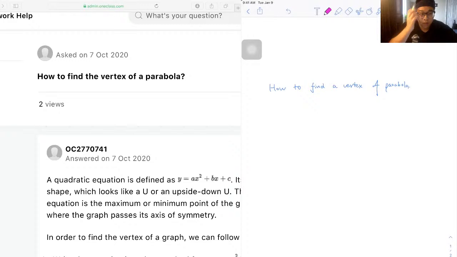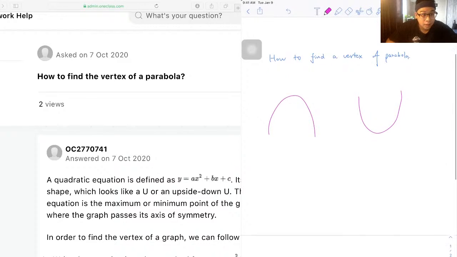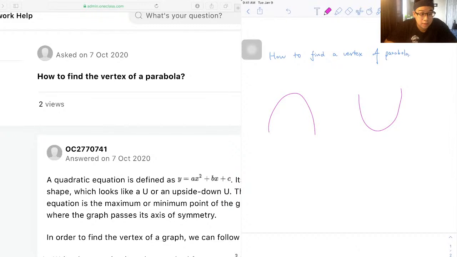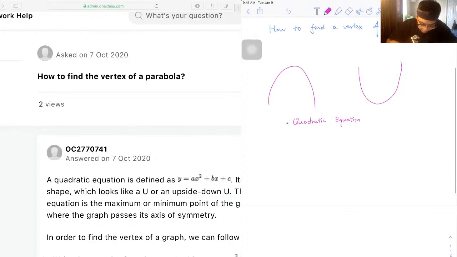So first, let's define what a parabola is. A parabola looks like this or something like this, and it is a quadratic equation. So let's write the keyword down. Quadratic equation, and it is defined as y is equal to ax squared plus bx plus c.